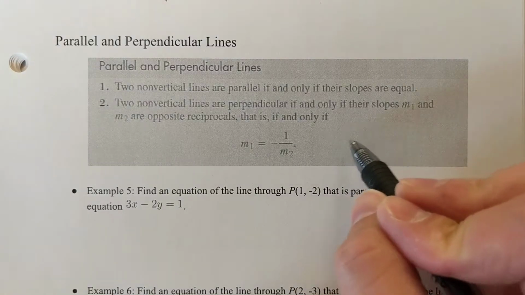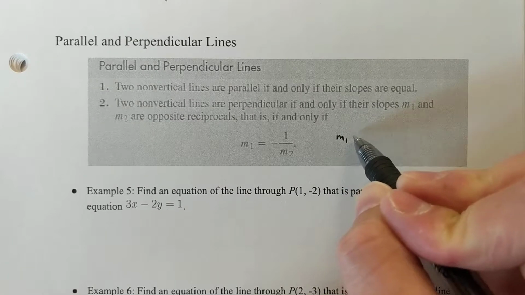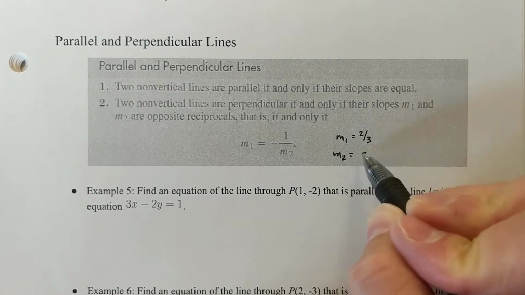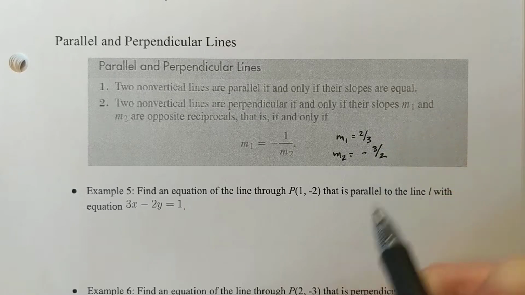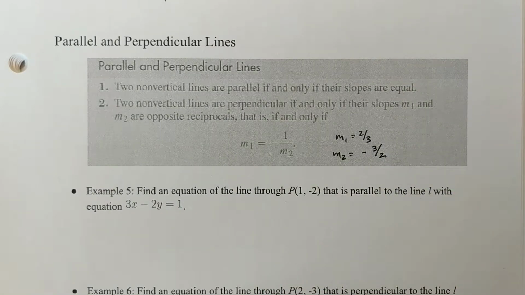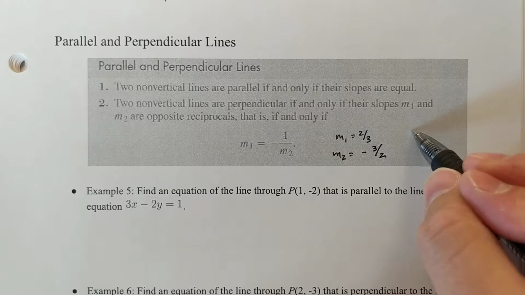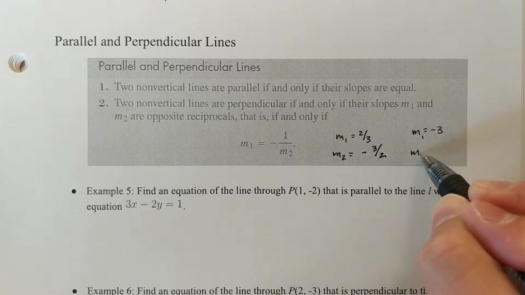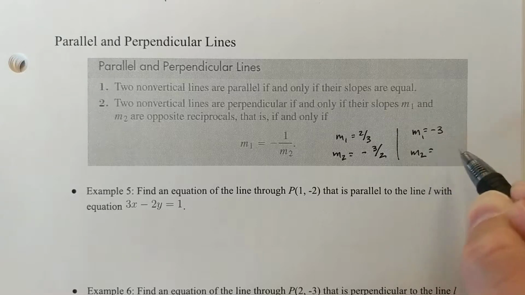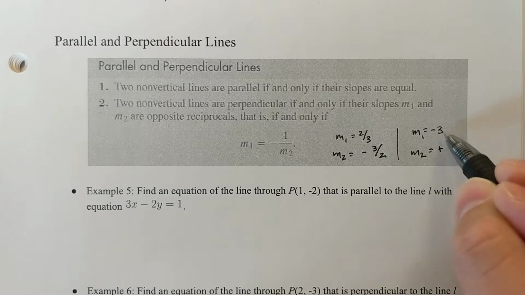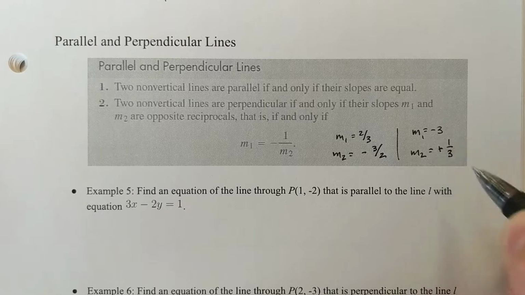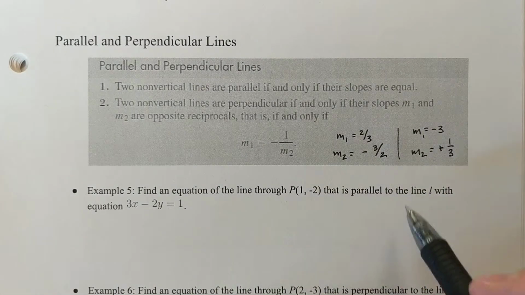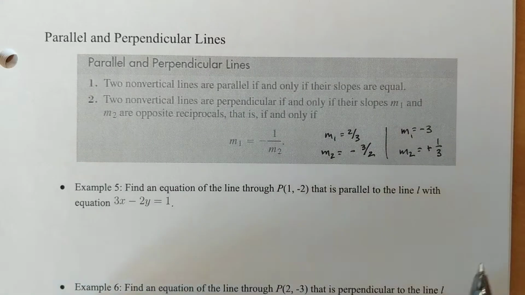So what that would mean, in numbers, is if m1 is equal to 2/3, m2 would be negative: you change the sign, and flip the fraction. That's the reciprocal part. Whole numbers you can do the same thing. So the slope is -3 for m1. m2 would be, you change the sign, so it's positive, and when you flip a whole number it becomes 1 over that number, so 1/3. Now these are for perpendicular lines, not for parallel. For parallel, they're the same.